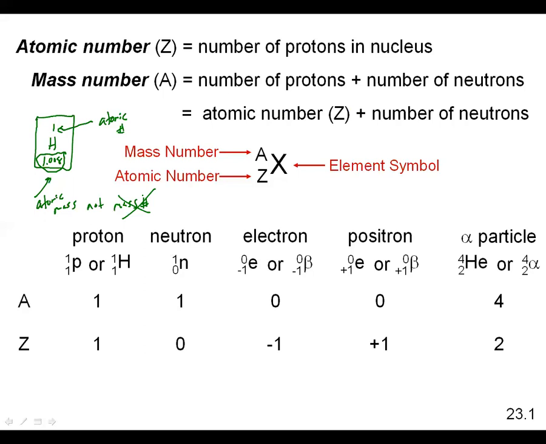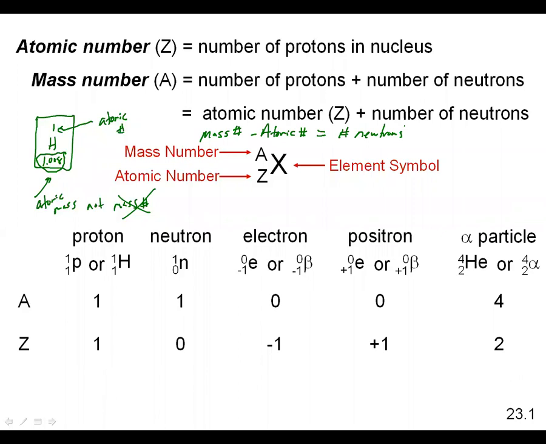Why that's important is because if you take the mass number minus the atomic number, that will tell you the number of neutrons there are. So if you take the mass number minus the atomic number, that gets you your number of neutrons.